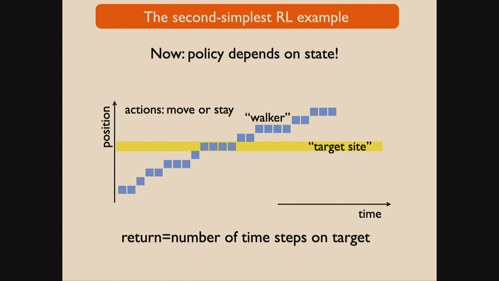So here, for the first time, we do have a policy that depends on the state. And then you can apply the standard policy gradient reinforcement learning approach that we learned about, with a reward that is given by the amount of time steps that it did stay on the target site.